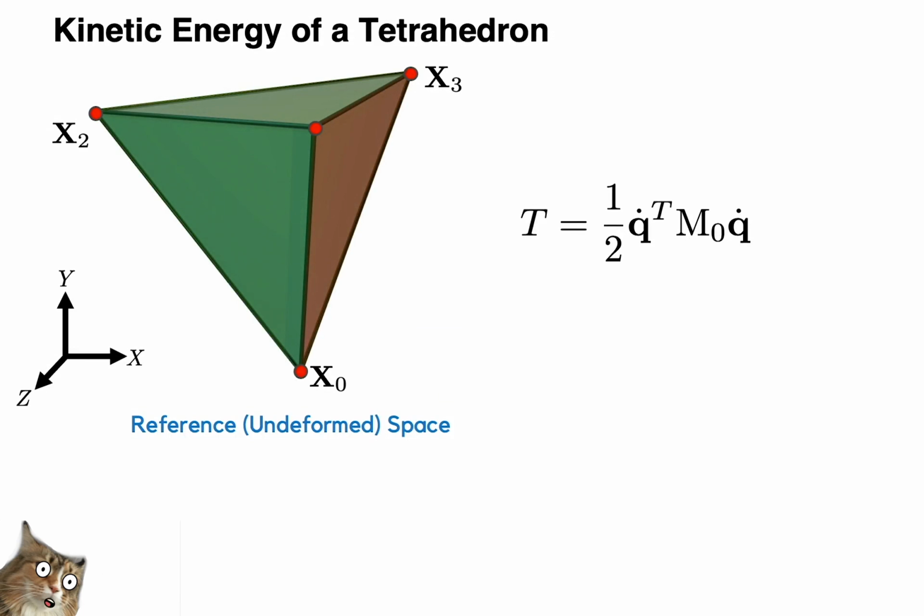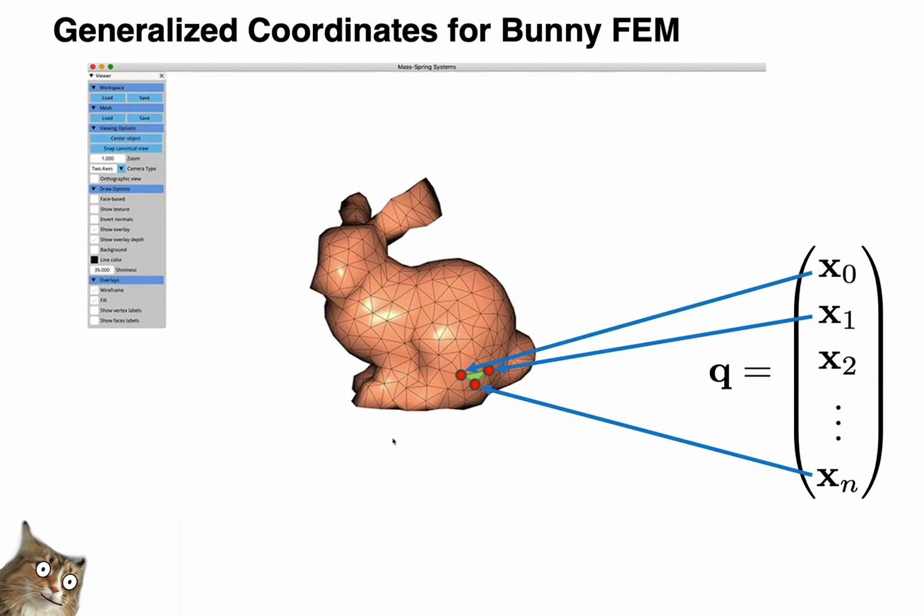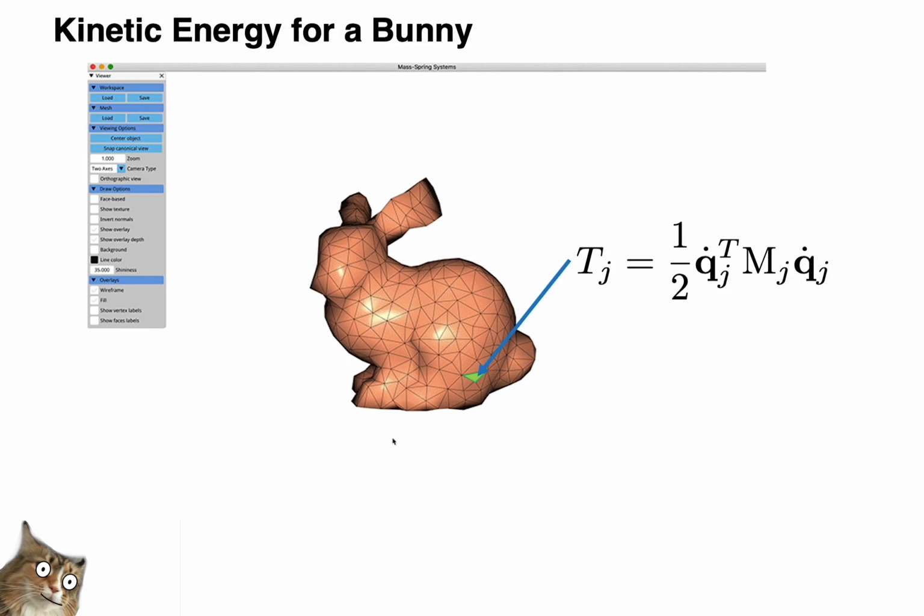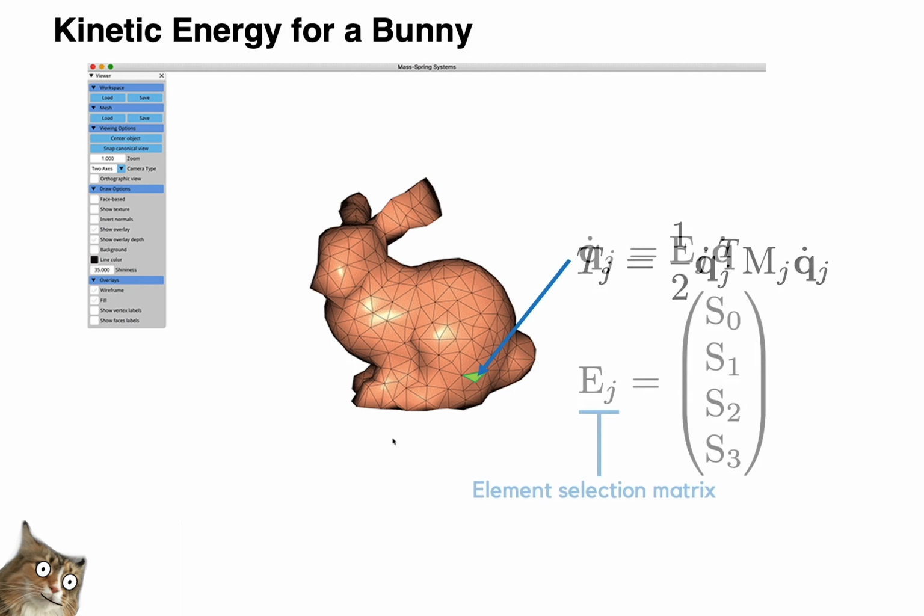Just like for our mass spring system, we need to take this single tetrahedron mass matrix and use it to create a mass matrix for our entire bunny. We can do this using the generalized coordinates for the whole bunny tetrahedral mesh, combined with the generalized velocity. Just like with our mass spring system, we can define a per tetrahedron kinetic energy using the generalized velocities of the jth tetrahedron, here denoted q sub j.